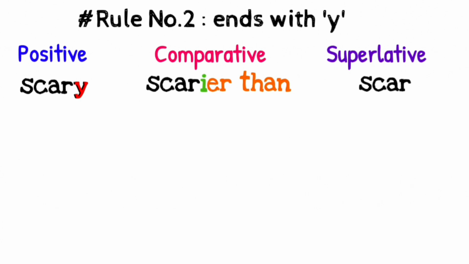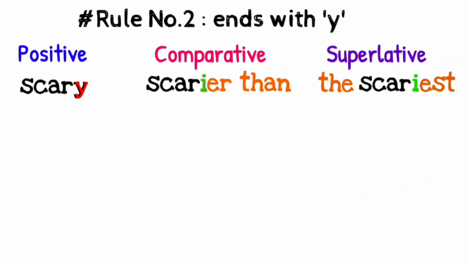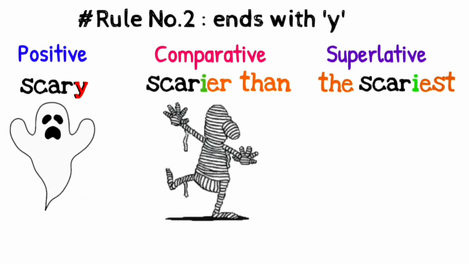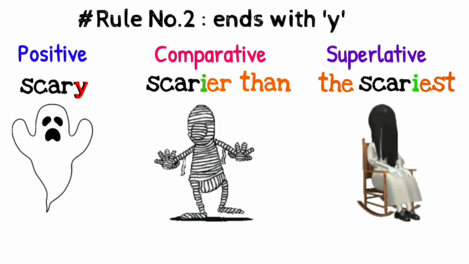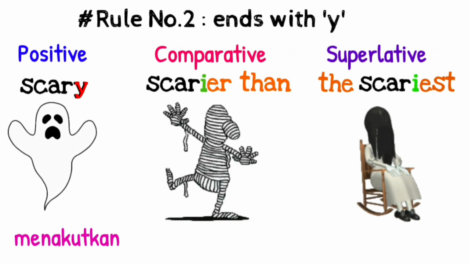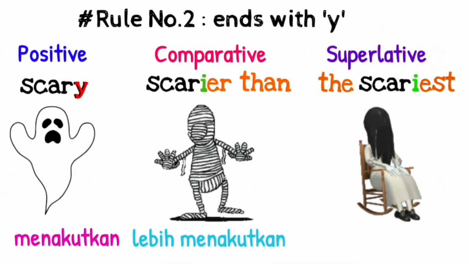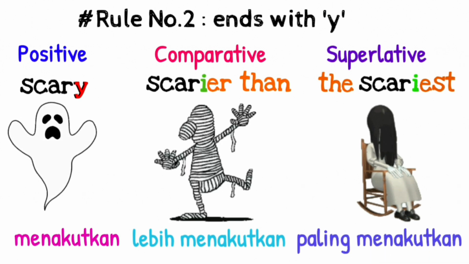For superlative adjective, we just have to replace the letter Y with I, and then we add est. And don't forget to add the article the in front of the adjective, so it becomes the scariest. Scary, scarier than, the scariest. Menakutkan, lebih menakutkan, paling menakutkan.